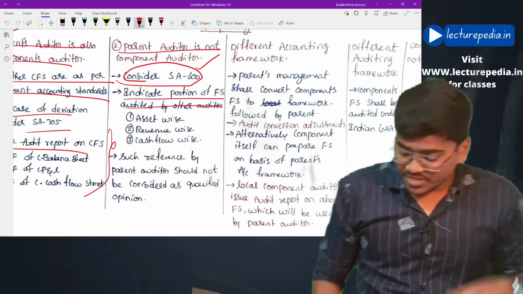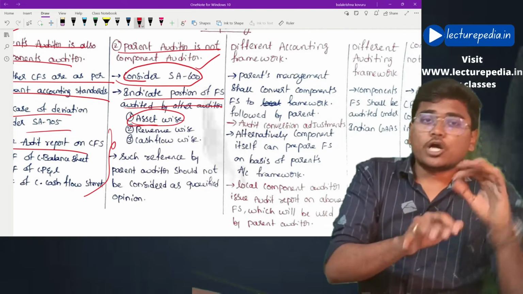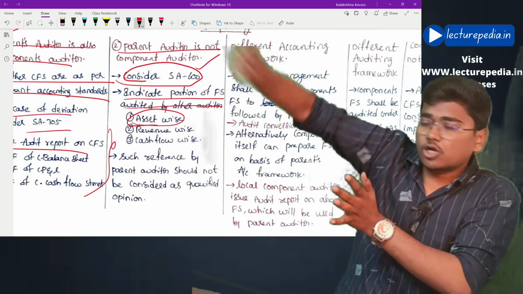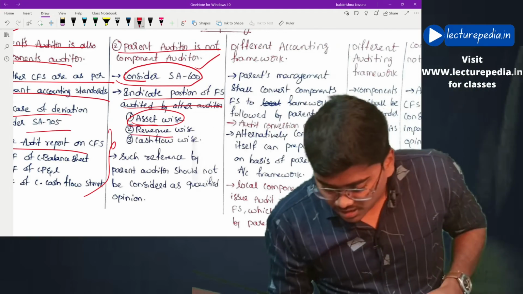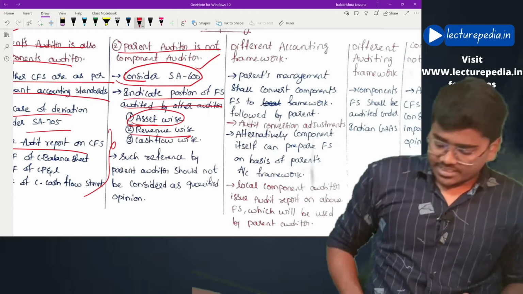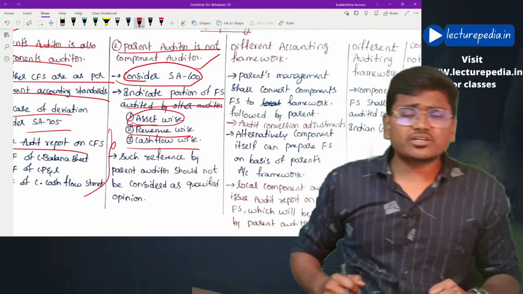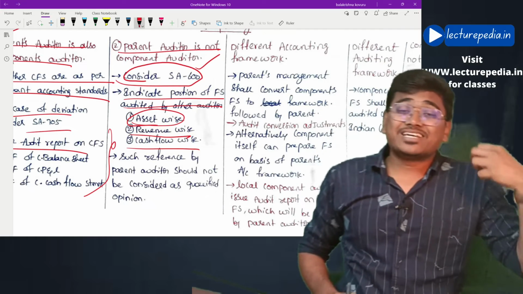How can he give it? He can give it asset wise. In the total assets, this much of assets are audited by the component auditor, or in the total revenue, this much of revenue is audited by that particular auditor, or this much of cash flows are audited by that particular component auditor. Like this, he can give disclosure.